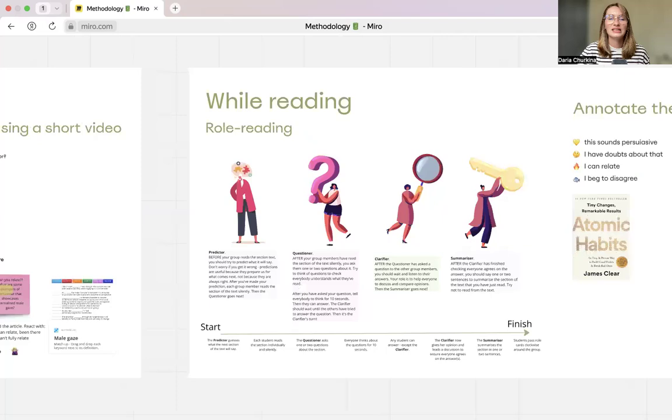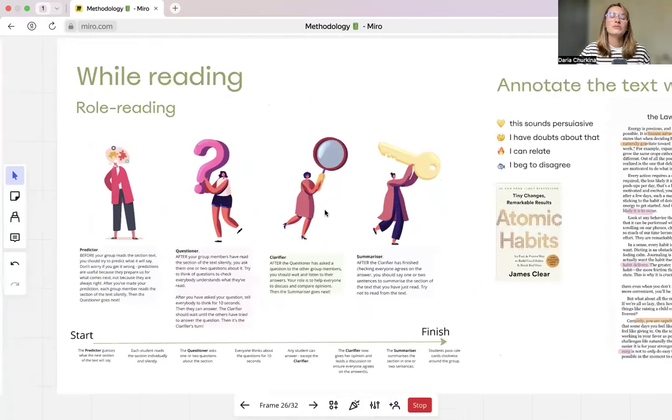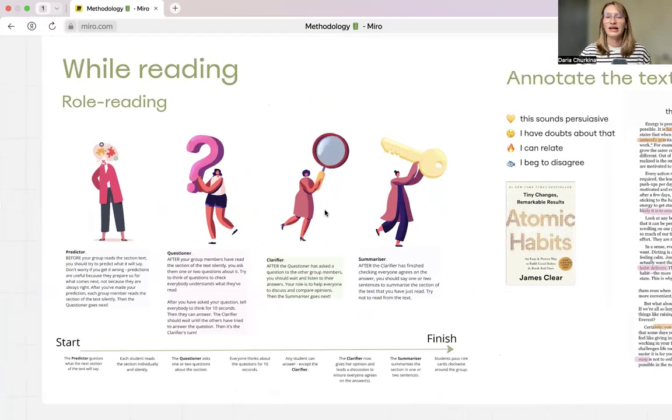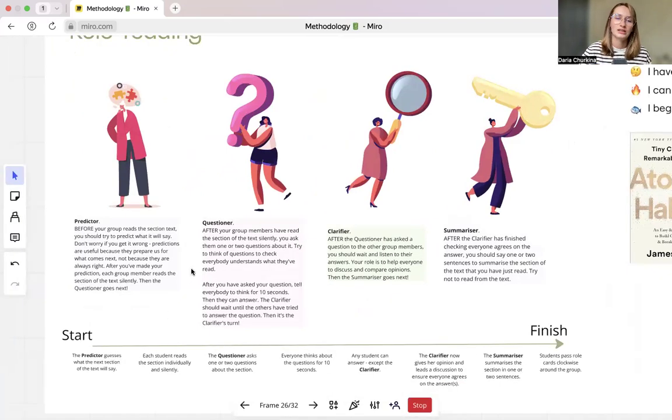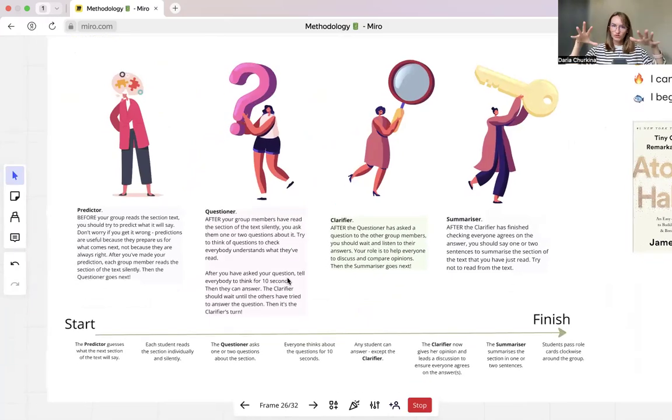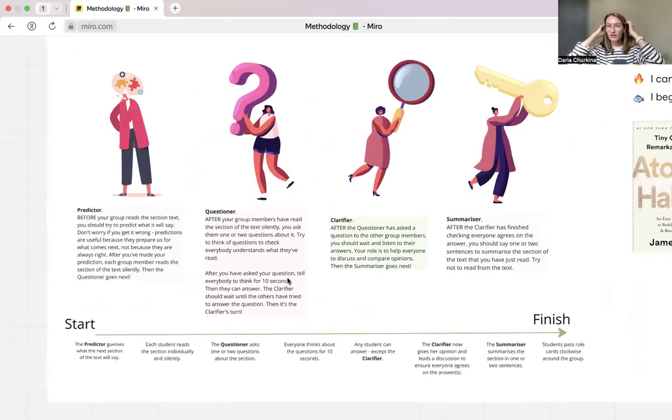Now, what are the activities that you can use while reading? Awesome activities that I hope you've tried, but if you haven't, please do. Role reading. This is when you give your students a particular role, such as predictor, questioner, clarifier, and summarizer. And you read the text all together, usually. If you have big groups, like 10 people in a group, of course, you would probably put them in smaller groups and give them the roles. But if you are teaching smaller groups, that would work wonders. If you are teaching individuals, that could also work.